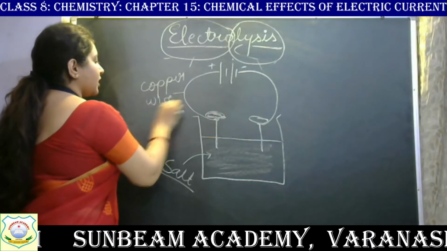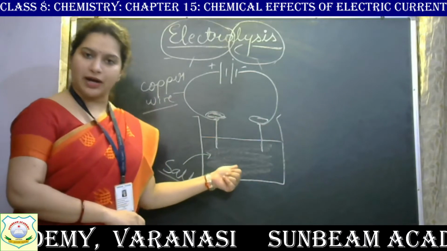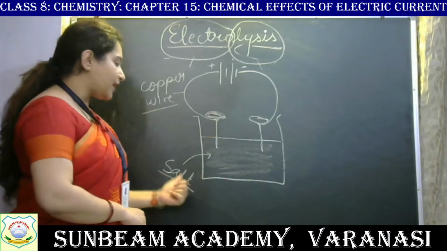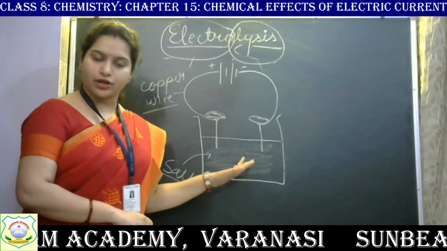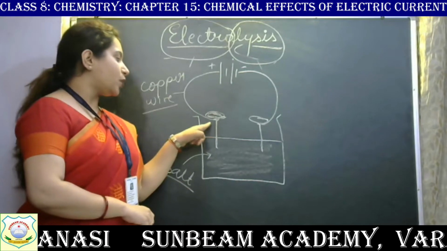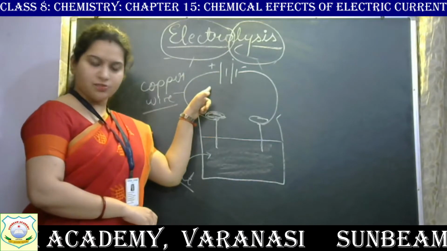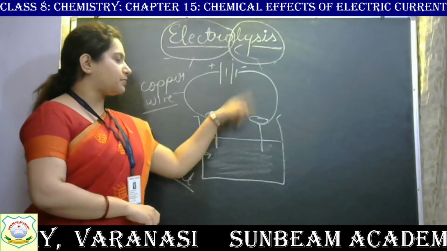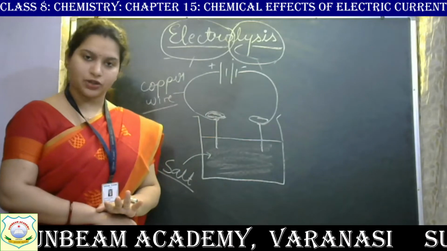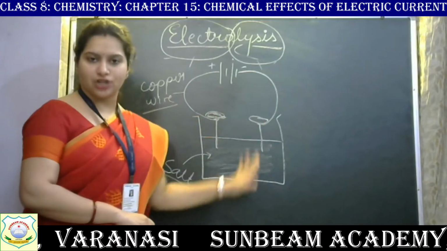तो हमने क्या किया? We have taken a beaker. हमने एक beaker लिया, उसमें हमने पानी भरा. Water needs to be a conductor, so we have added a pinch of salt to it. Now we have taken 2 iron nails. Okay, one nail with the help of copper wire we have attached to the positive terminal, and the second nail we have attached to the negative terminal. Alright, so now this is positively charged and this is negatively charged.